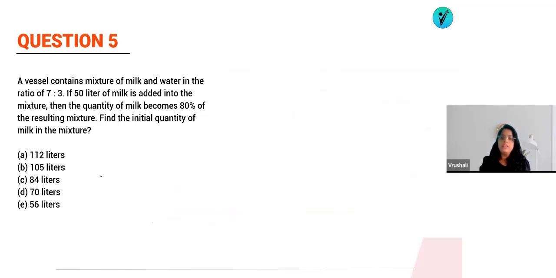Question number 5 is here. Let's try to solve. A vessel contains a mixture of milk and water in the ratio 7:3. If 50 liters of milk is added into the mixture, then the quantity of milk becomes 80% of the resulting mixture. Find the initial quantity of milk in the mixture.